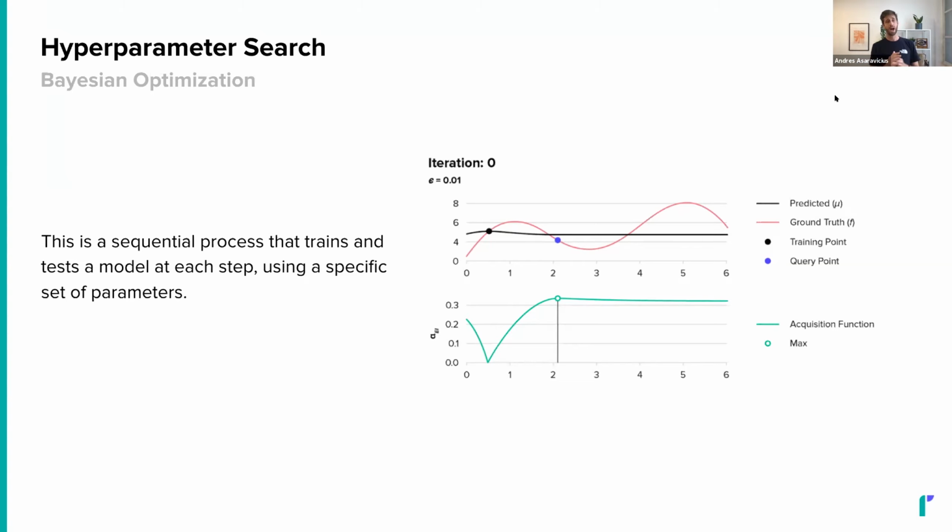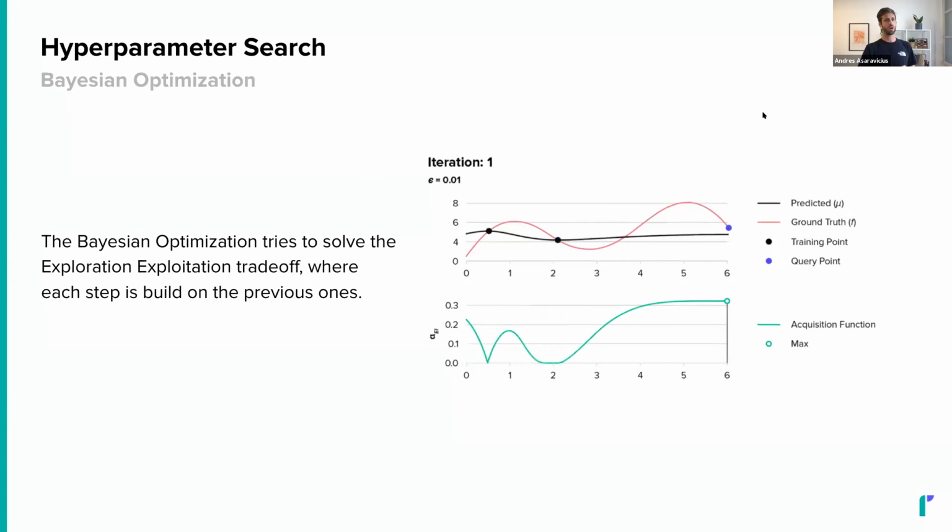Below we have the acquisition function. The maximum of this acquisition function will represent the next step that we want to take, because it is the most promising set of parameters to be tested.